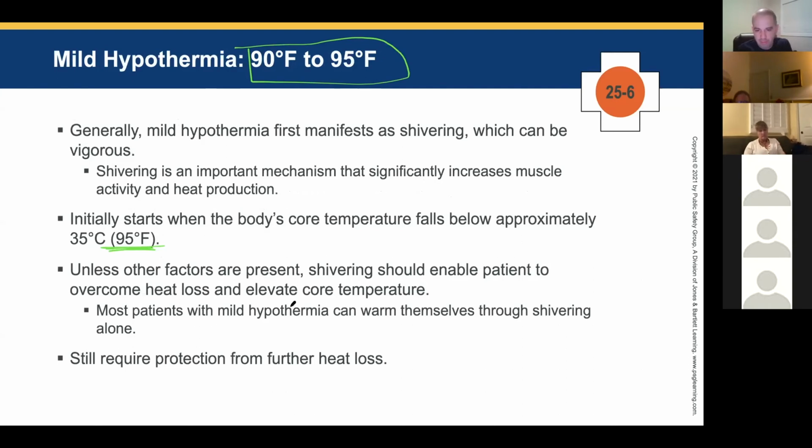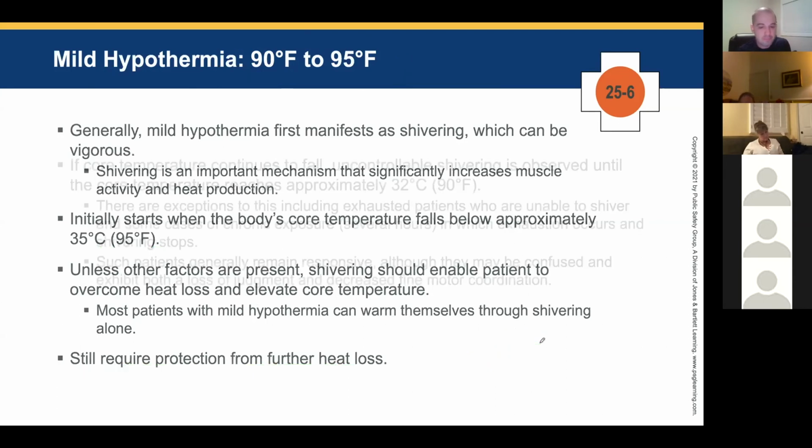And most patients with mild hypothermia can warm themselves through shivering alone, which still requires protection from heat loss. We want to protect them from heat loss. So if you're shivering, get out of the cold, protect yourself from further heat loss, and you'll be able to warm back up quickly. Going back to avalanche rescue, when I was involved in that avalanche rescue, I came off the mountain. My body temperature was 92 degrees when they took it. All right, I was really cold. So, you know, this shivering that was in place. I mean, I have never shivered so much in my life. I was so cold that night.